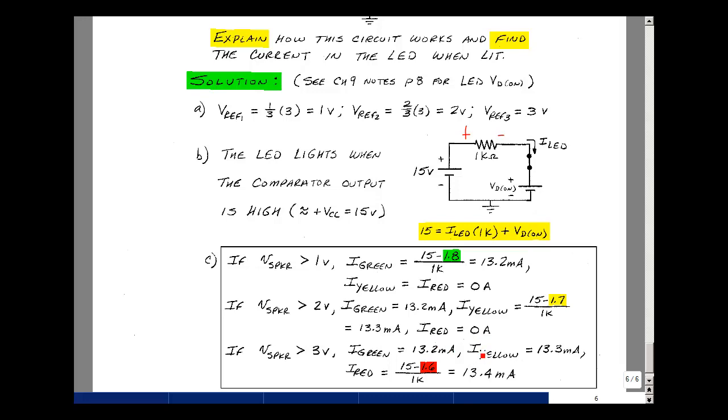And lastly, if the speaker voltage exceeds 3 volts, then the green will be on, the yellow will be on with the same values, and now the red will come on with 15 minus the drop across the LED, which is about 1.6, and that gives us 13.4 milliamps. This is how we can add a sound level indicator to our simple karaoke machine, and this is supplemental problem 8.5.